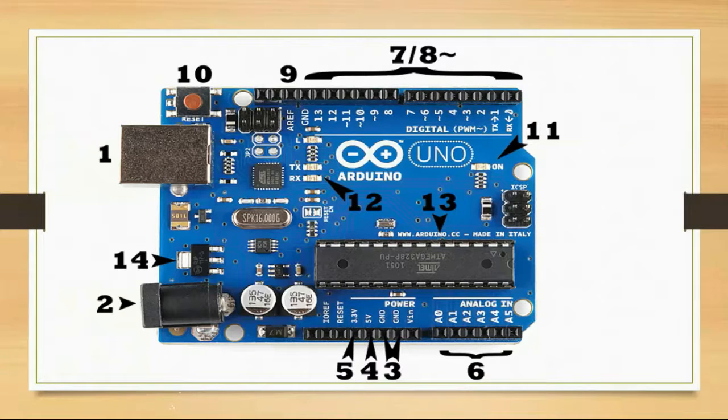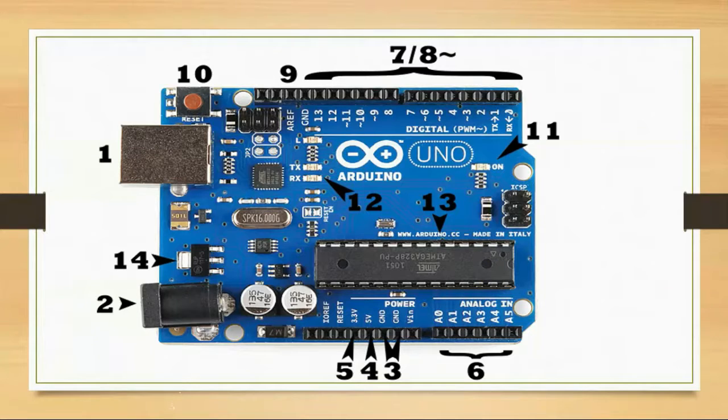Then after it we are having number 3. This is number 3, 2 grounds we are having over here. This is our power port. Then a 5 volt and a 3.3 volt output we are having. Then we are having analog port. Analog port consists of 6 pins from A0 to A5. You can connect any analog device with these 6 pins.